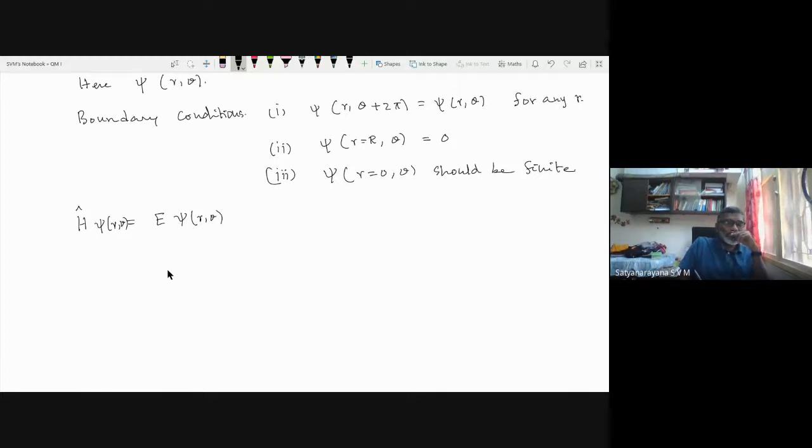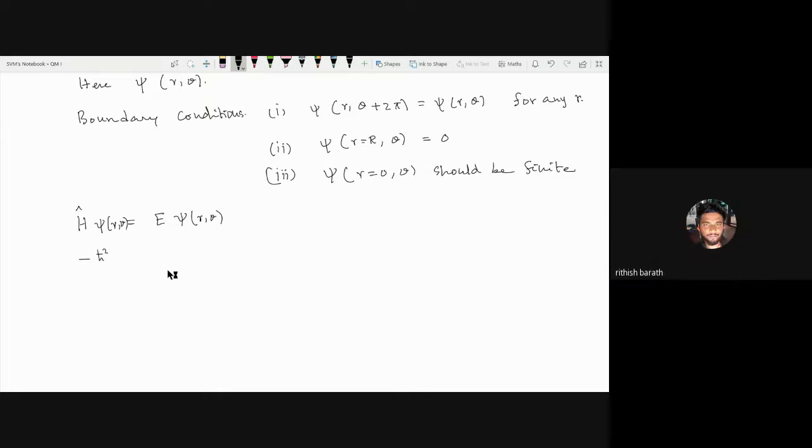So our equation is minus h bar square. Sir, your voice has become a little bit feeble, sir. Kindly keep your mic close. Sir, one more thing. In the del square formula, I don't think we need to take the phi part of that. We will take only the r and theta part of it and neglect the phi part.